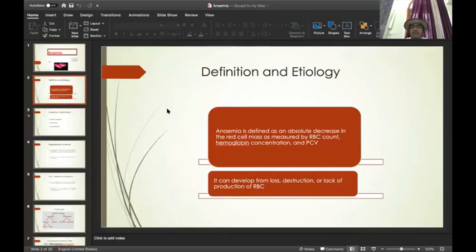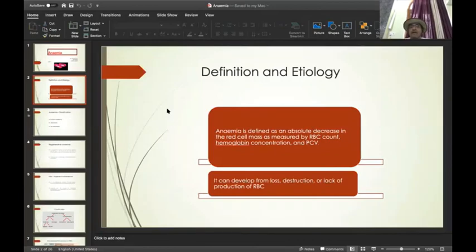Now what happens if the blood is forming inside the body and it is destroyed by a certain etiological agent? For example, a factor responsible for the destruction of blood in the system, in the blood vascular system. This is a disease condition in which the RBC is destroyed in the blood itself. Or there may be a third reason, lack of production of RBC.